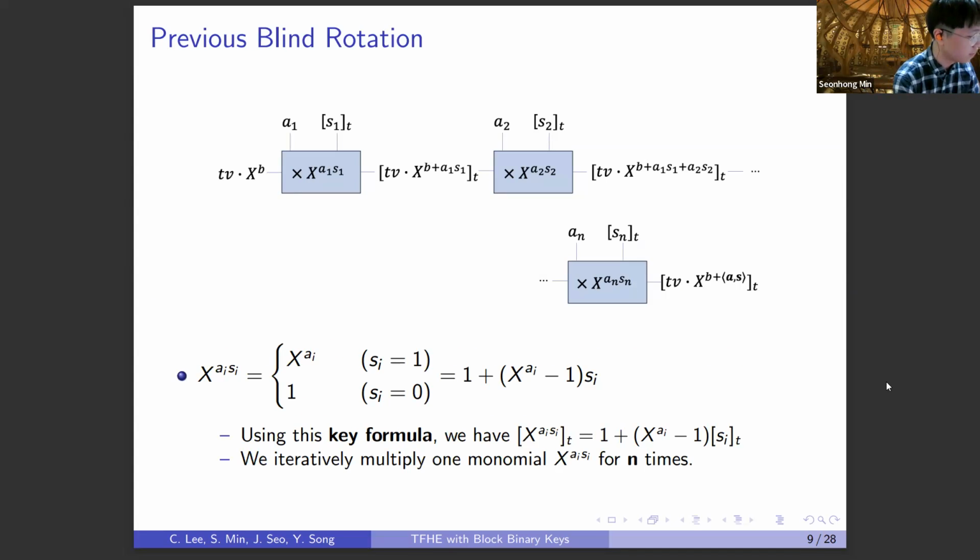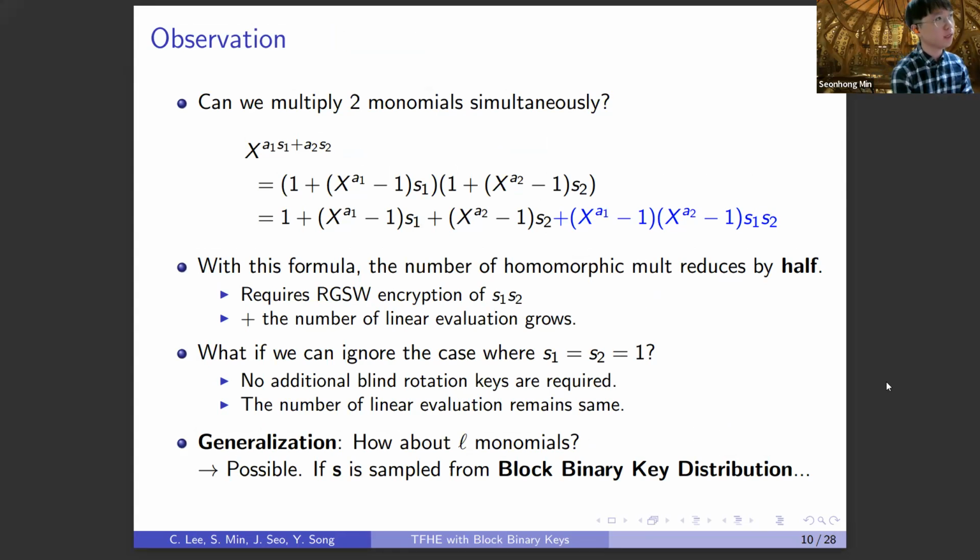The observation in TFHE blind rotation was that X to the a_i s_i can be written as a linear sum of s_i, say 1 plus X to the a_i minus 1 times s_i, so that if s_i is binary, we make the encryption of X to the a_i s_i, and then we multiply it to the test vector iteratively. So we need to generate X to the a_i s_i, the monomial, and then multiply it to the accumulator n times. Since the external product is a very heavy and costly operation, we want to reduce the number of external products. So let us check if we can multiply two monomials simultaneously.